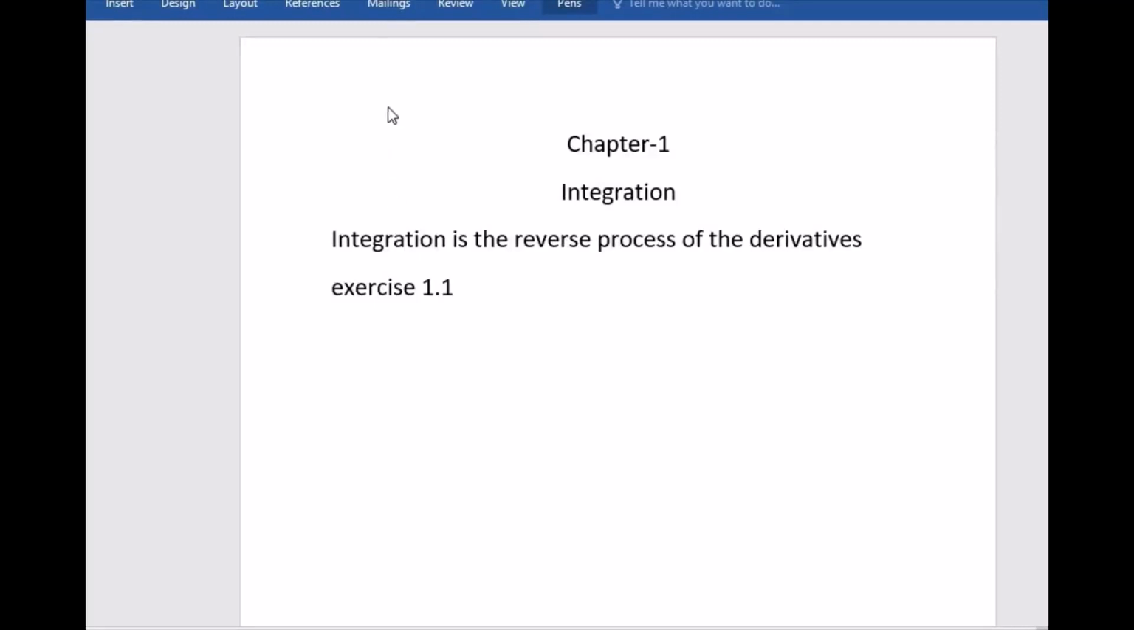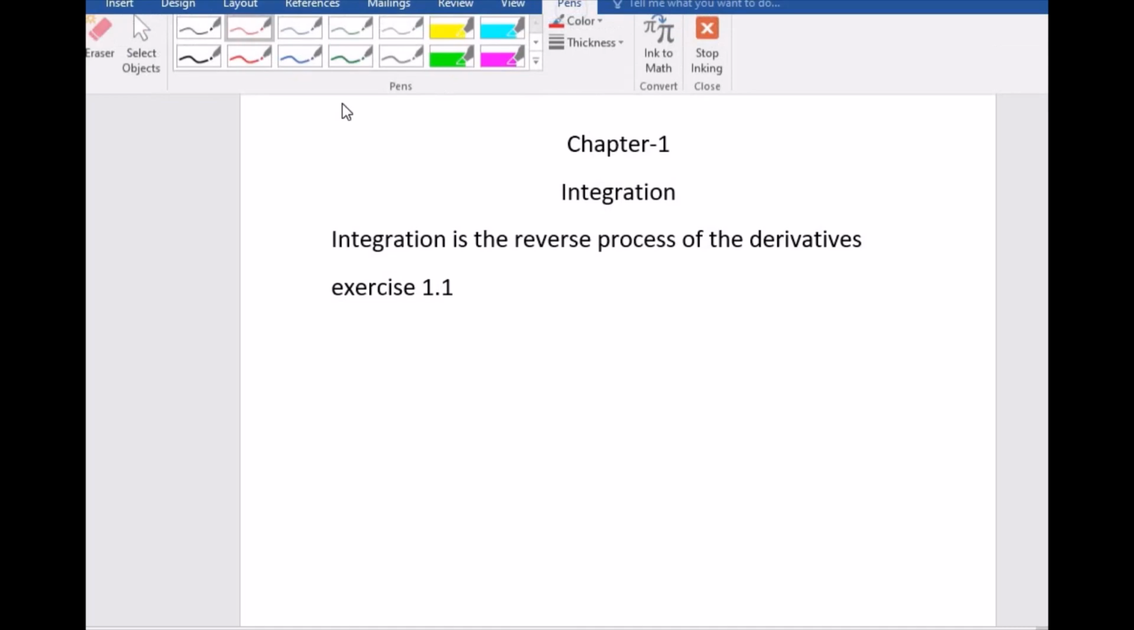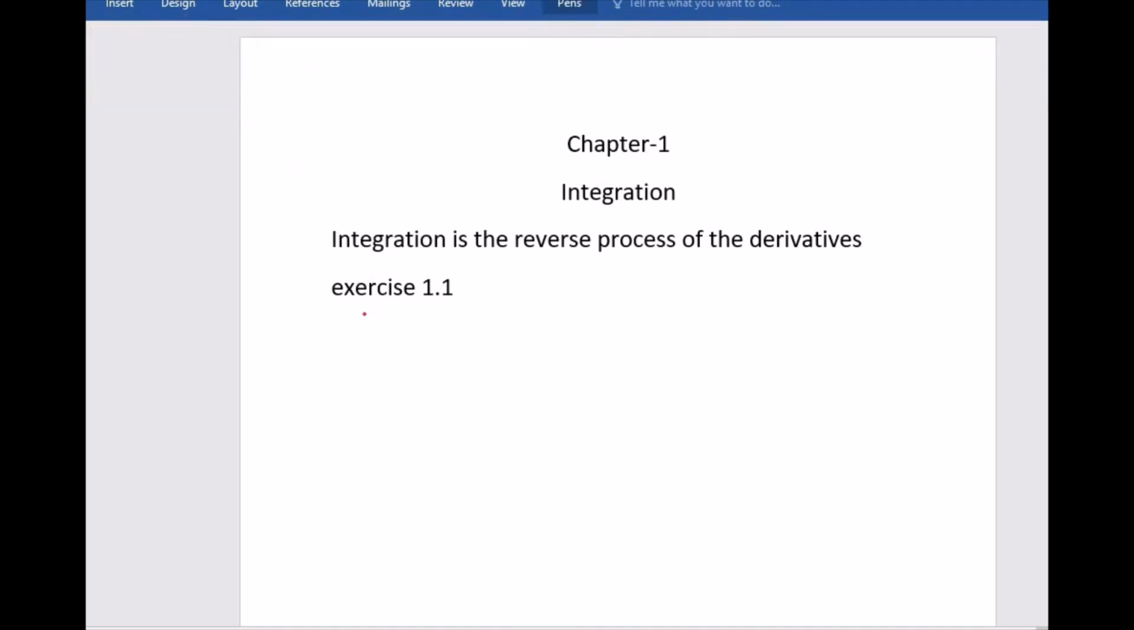Today I am going to start my first lecture for Calculus 2. The first lecture is related to Chapter 1, which is known as integration. Integration is nothing but its definition. Originally, the definition is that integration is the reverse process of the derivative. What does that mean? I am going to tell you step by step what the meaning of integration is, the reverse process of the derivative.